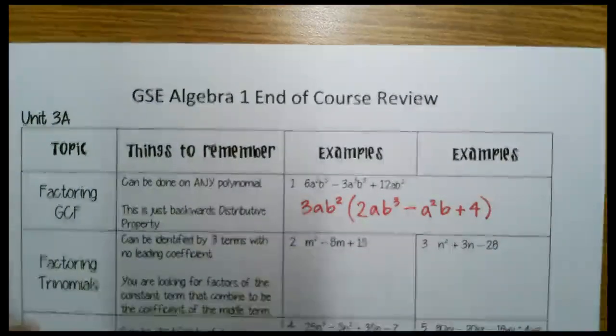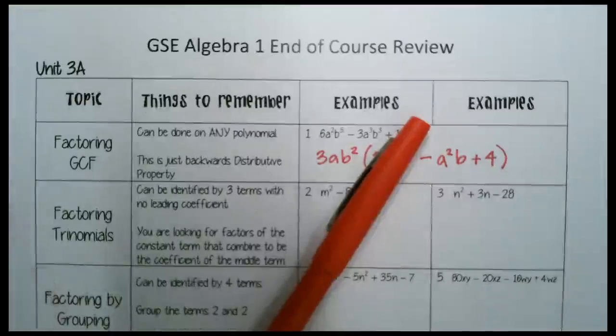All right, so factoring GCF always comes first. It's what we always do first because it is one that can be in any situation.